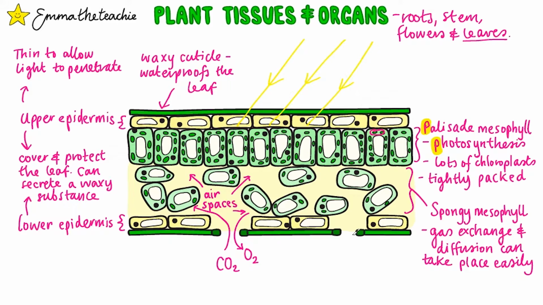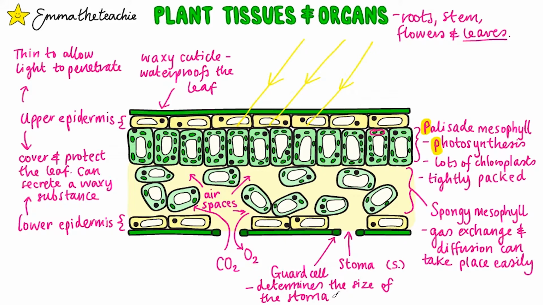On the underside of the leaf, or the bottom of the leaf, we've got tiny little pores called stomata. Stoma is the singular for just one of these little holes. The size of this hole is determined by guard cells that are found on either side of the stoma. These are important for controlling water loss, which you'll learn more about in the next video.